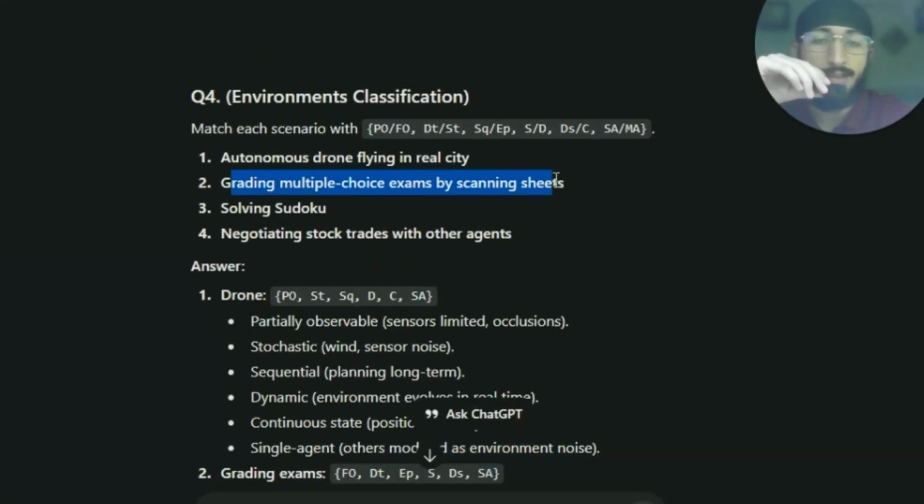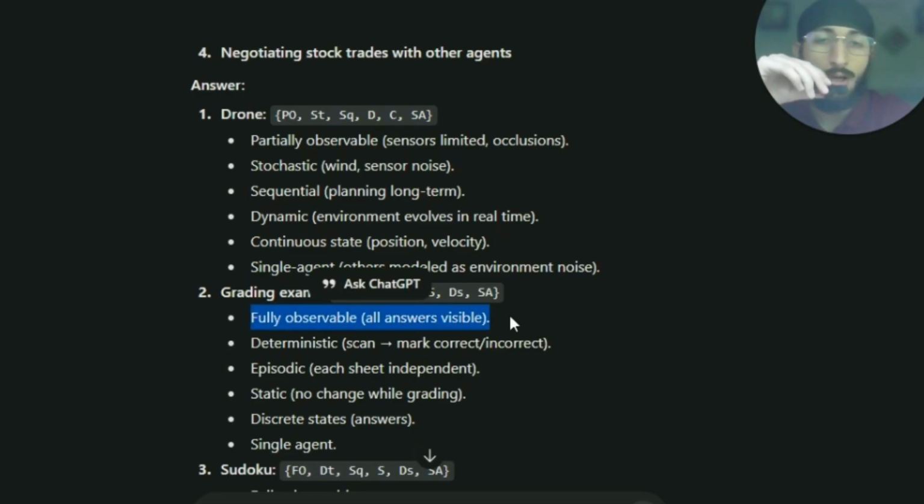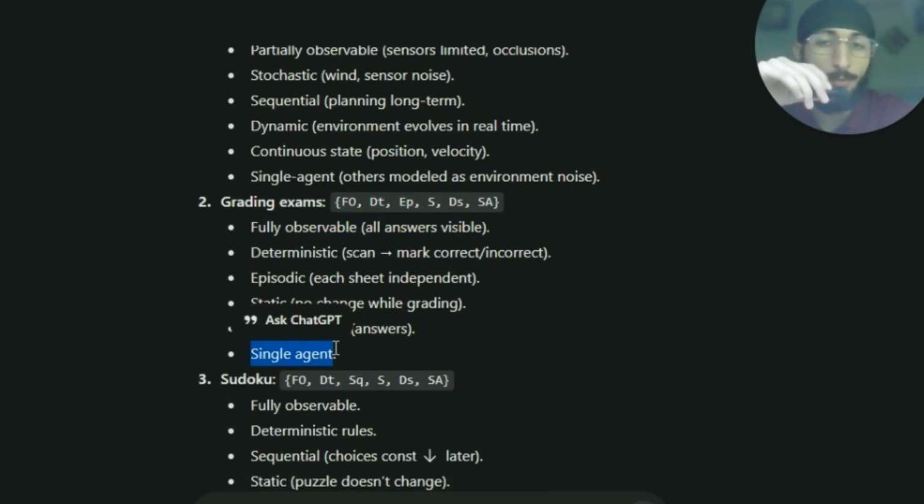Then grading multiple choice exams by scanning sheets. It is fully observable, all answers are visible for the person checking the answer. Then deterministic: we scan and then mark the correct or incorrect option, so we can determine the outcome. Deterministic, right? Then we have episodic, each sheet is independent, so they occur in episodes. Then static, no change while grading. And then discrete states, that is, we have answers and we have solutions, so we have discrete states. Then we have the single agent performing the checking.